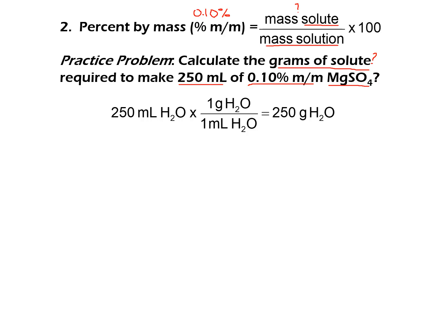We can't just randomly take the 250 milliliters and put that in for a mass. We had to make sure how many grams that was. And it turns out that it's 250 grams also, because water is always 1 gram per milliliter. All right, so let's put this together now. We have 250 grams of solution. We have 0.1% as the percentage. We don't know what the mass of the solute is, so let's set this up.